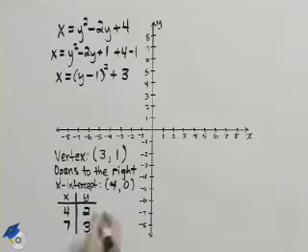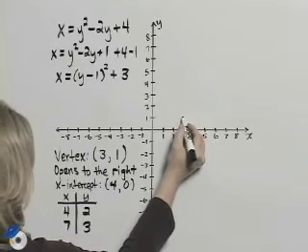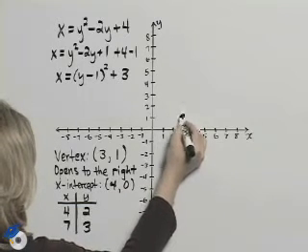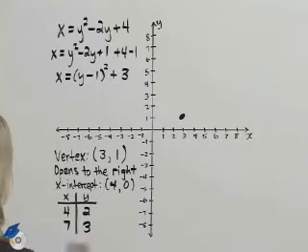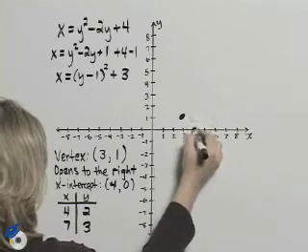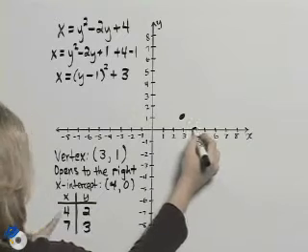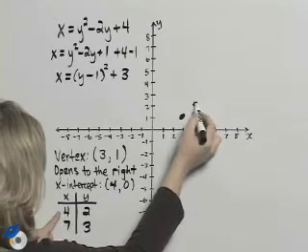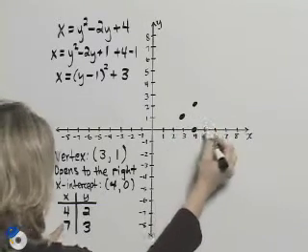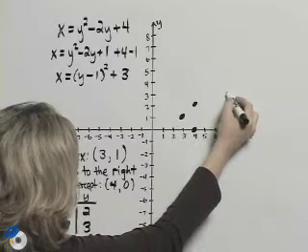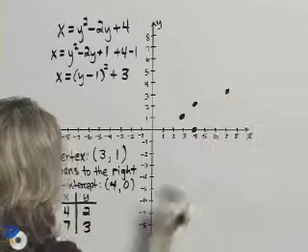I can now plot this information. 3, 1 is here. 4, 0 is here. 4, 2 is here. And 7, 3 would be plotted here.